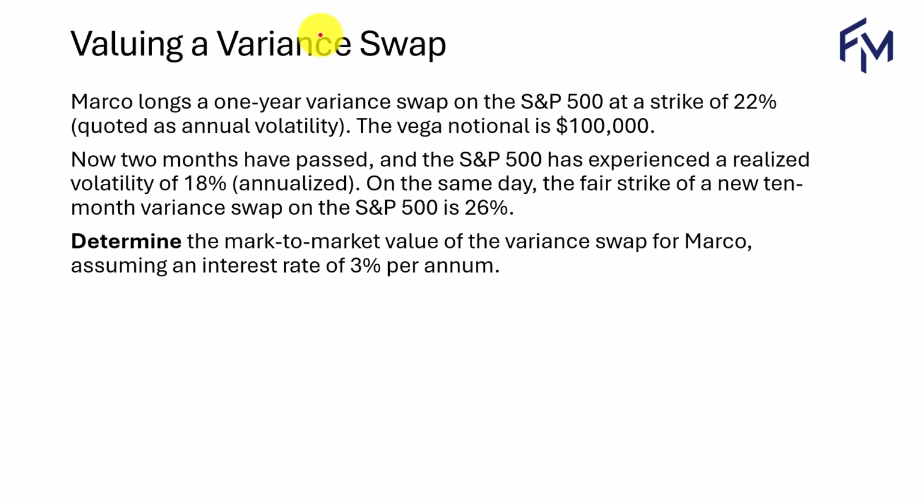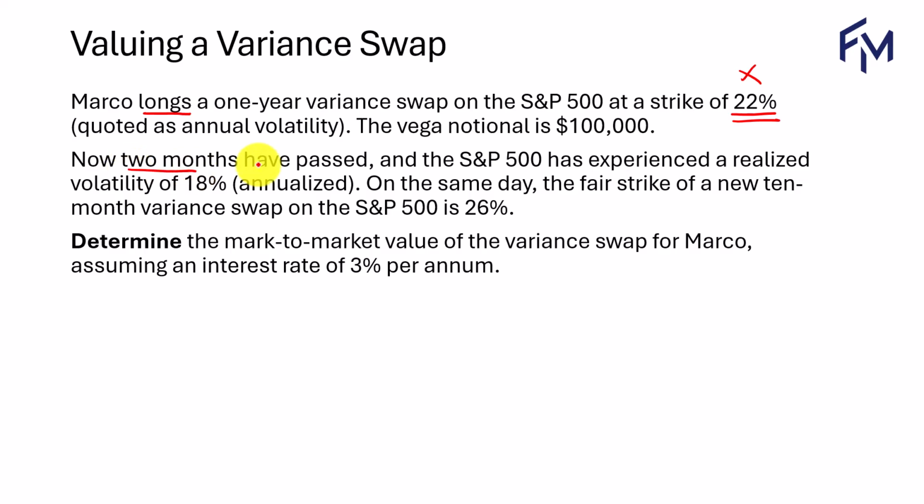Let's look at this example on valuing a variance swap. Marco longs a one-year variance swap on the S&P 500 at a strike of 22%. This is quoted as an annual volatility. The Vega notional is $100,000.